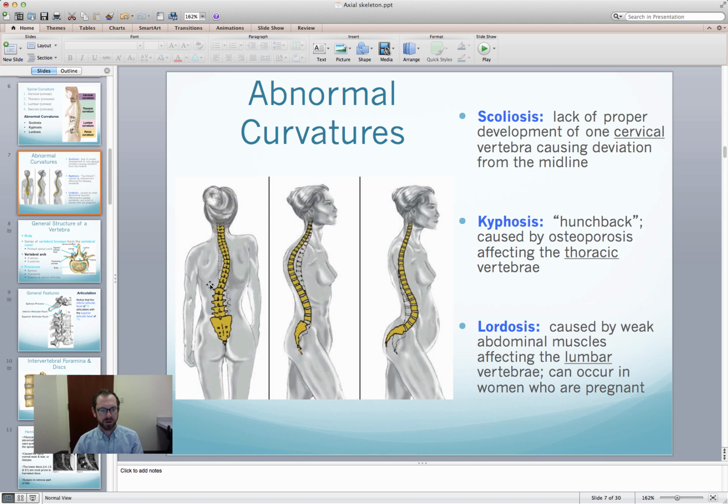And you can have varying degrees of each of these abnormal curvatures. And we call them abnormal curvatures, but a lot of people are affected by these curvatures, and I myself have slight scoliosis, and there are varying degrees of each of these abnormal curvatures.